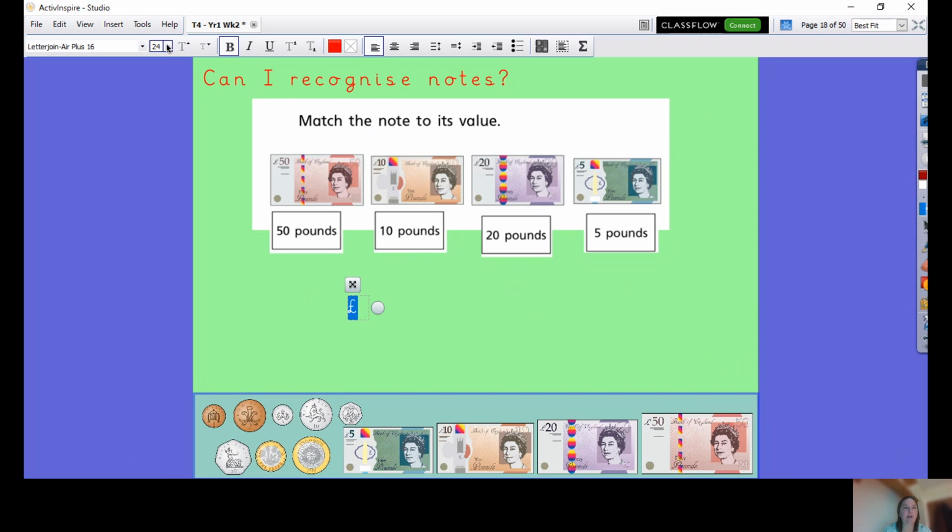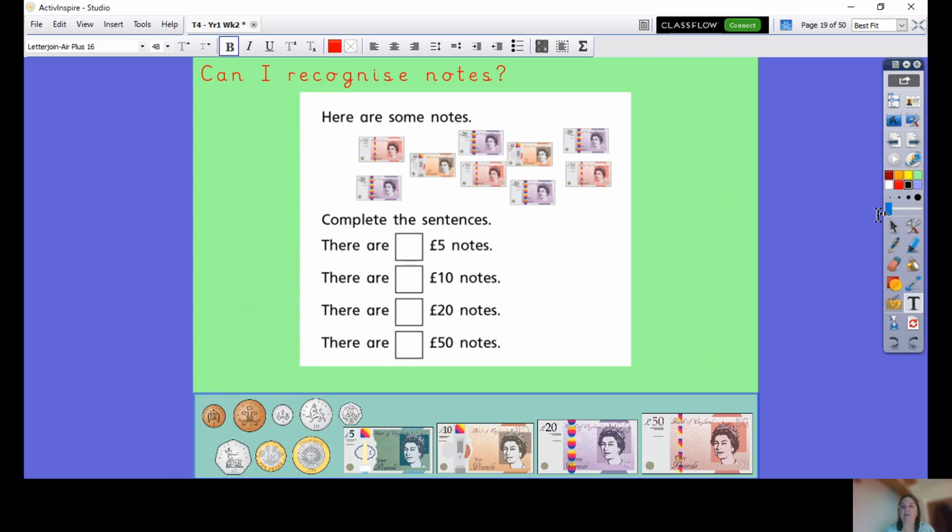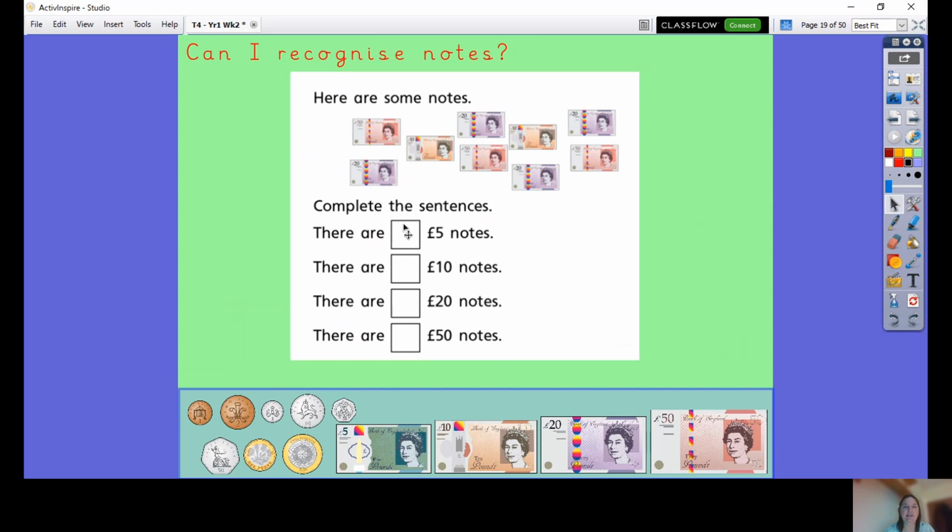I'll make that a little bit bigger. That looks similar to this. It may look slightly different on different things, but if you see a sign like that, that means a pound sign. Okay, so let's have a little look here again. So again, it's just recognising it, and hopefully you can work out the numbers on them, and also they are different colours as well.